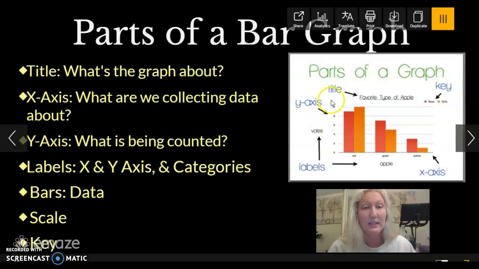Then we have our scale on the side. That's labeled right here. The scale is how you see 0 to 2. So the scale is 2, and then it goes up 2, up 2, up 2. So that's where our scale is. And then we have our key. You may not always need a key, but sometimes you do, right? So our key represents that red is boys, those are the boys, and orange is girls. So then we have orange for girls.